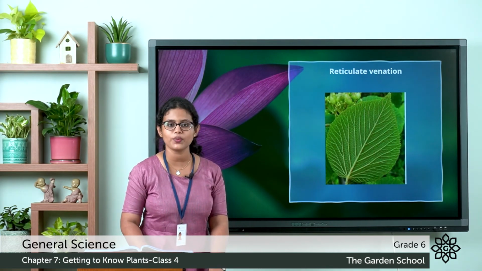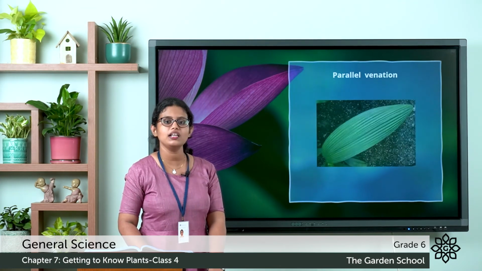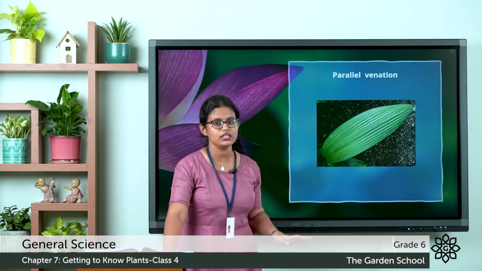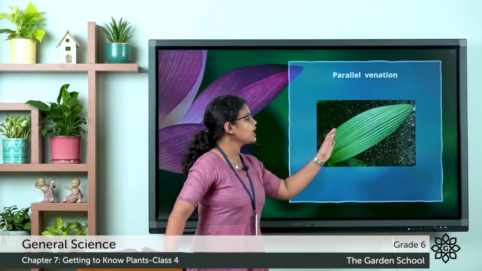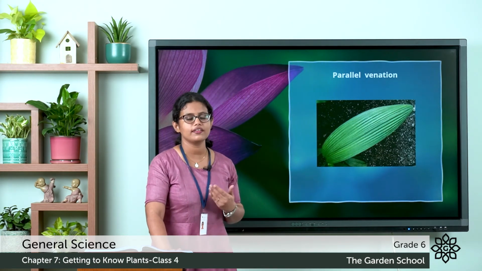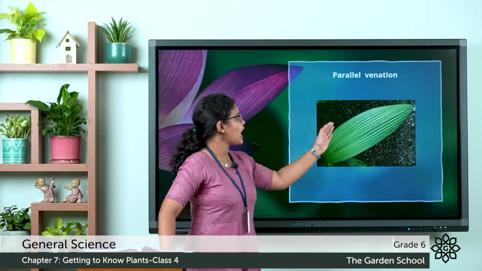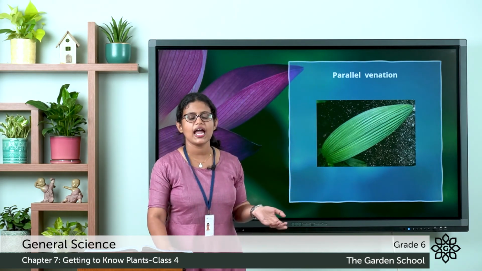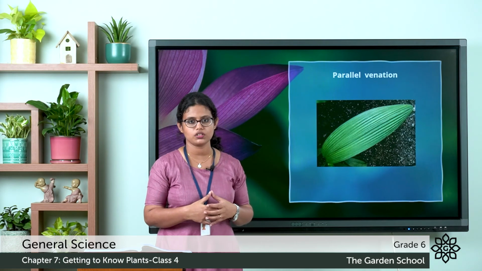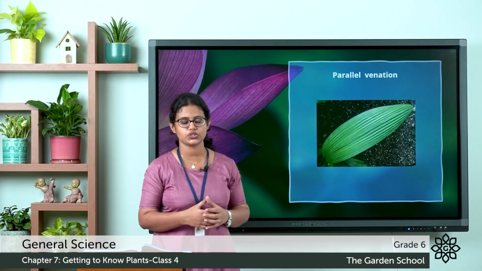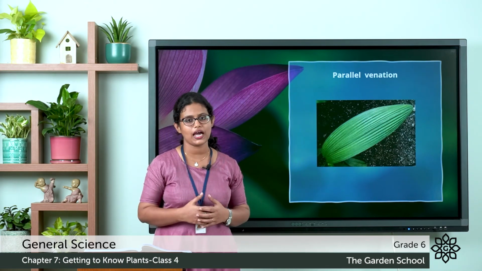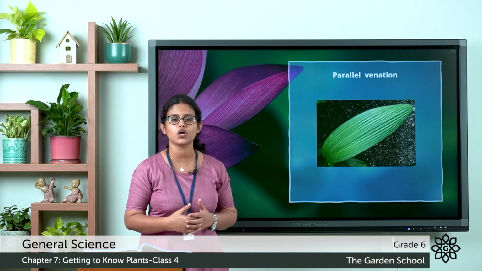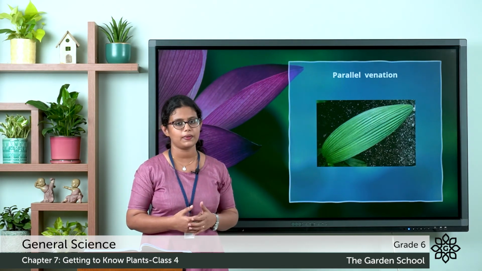Which is the next type of venation? It is the parallel venation. Here you can see the leaf veins are parallel to each other. Are they spread in all directions? No, they are parallel to each other and they do not form any network. That is parallel venation, and it occurs in monocotyledonous plants, that is, plants that bear fruits with one seed. So that is about parallel venation.